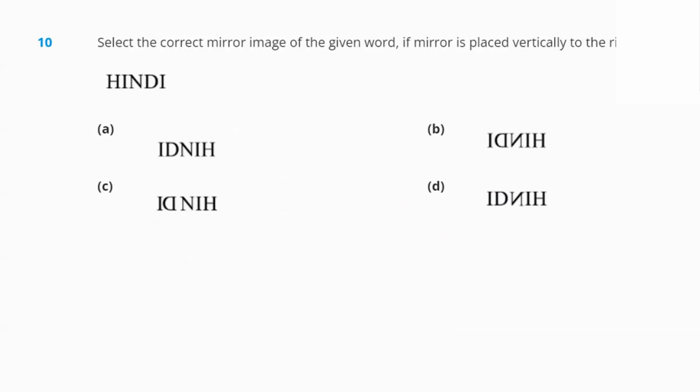Select the mirror image of the following word if the mirror is placed vertically to the right. So this is the right, so we'll place the mirror here. So it will come I here and B. And the N will be N, then I, then H. So our correct answer will be option number B.